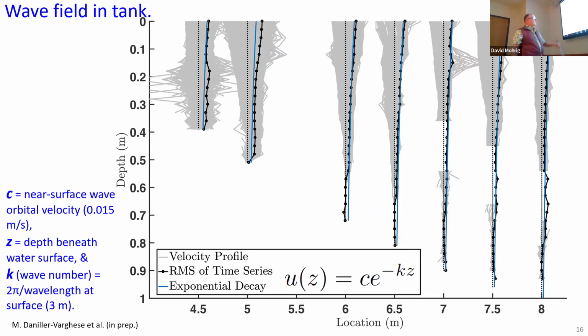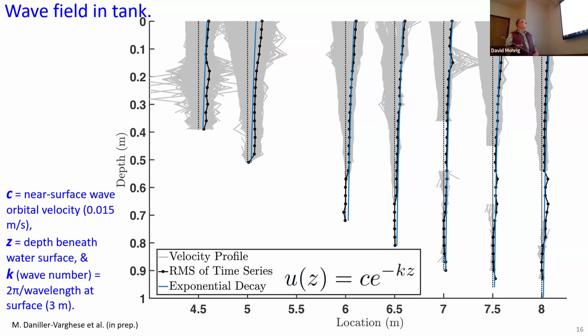So here's the next experiment. This is the wave field proper. There's a sloping bed in here that's 8 to 9 degrees. And what you're looking at here is the many versions of the wave field. The dashed line is where we're actually collecting the data. The blue line is a predicted exponential decay of the orbital velocities. And the dots are the actual average root mean square velocities.